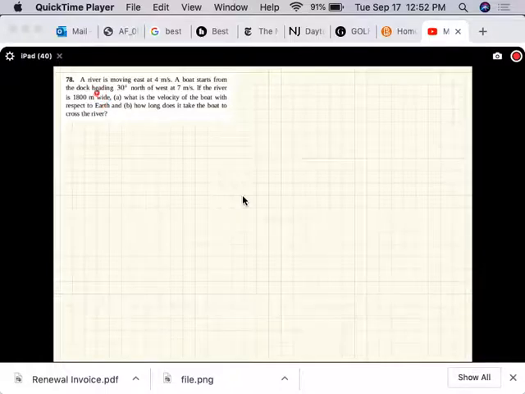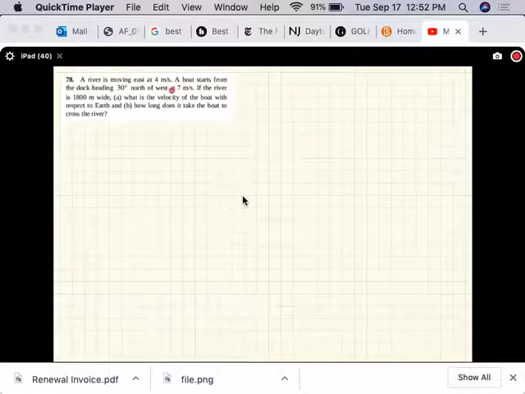All right, so this problem says a river is moving east at 4 meters per second. So a similar problem, except that it's not a plane, it's a boat, and instead of wind, you have the water moving. So exactly the same problem. Yep. So a boat starts from the docks heading 30 degrees north of west.